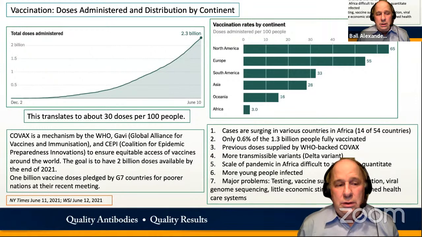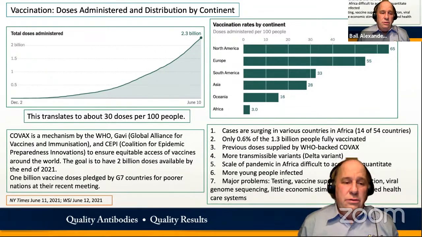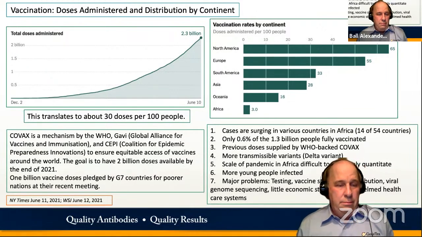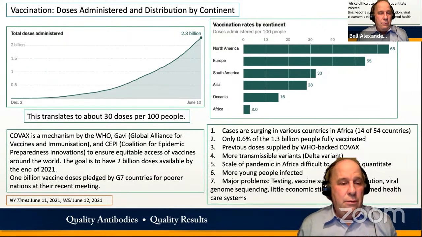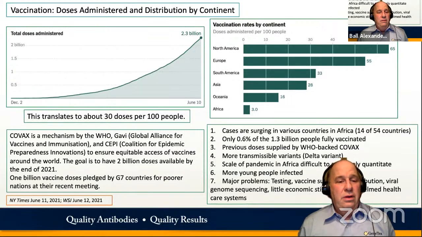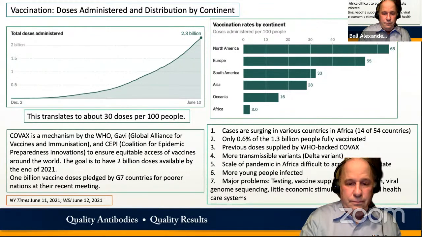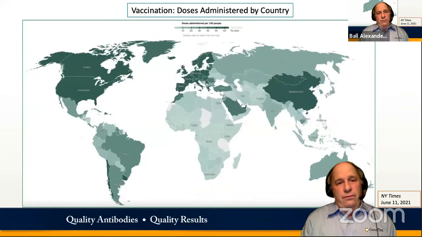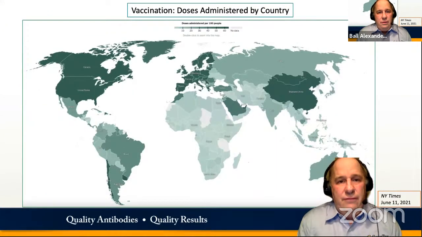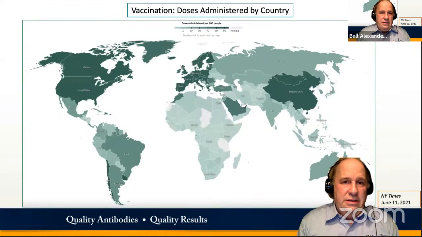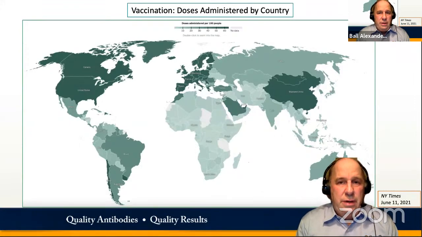And just within the last week and a half at the G7 meeting, the G7 countries said that they would extend 1 billion vaccine doses for poorer nations. So to get an idea, we saw it graphically, but let's take a look at the map, the vaccine doses administered by country. And you see that the darker green means more vaccine doses, and the scale is shown at the top.